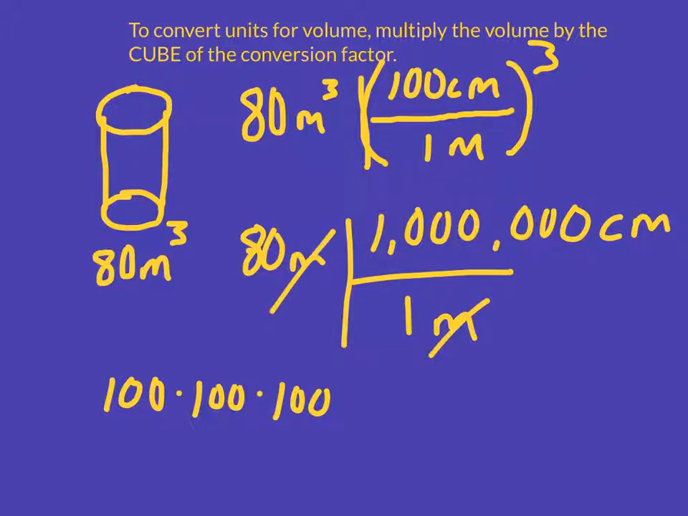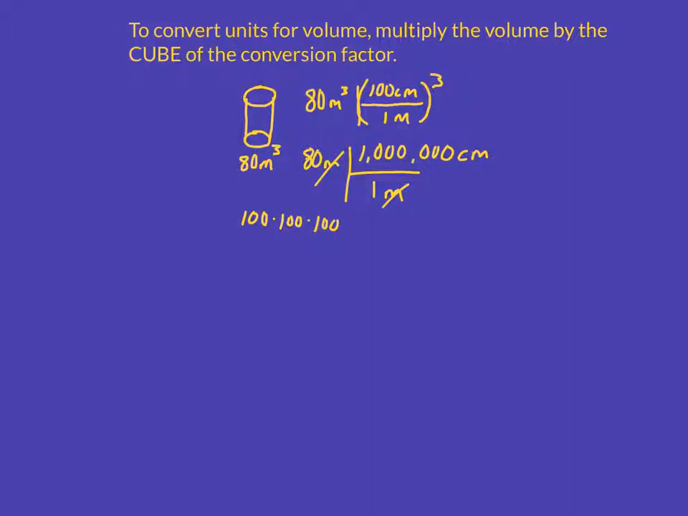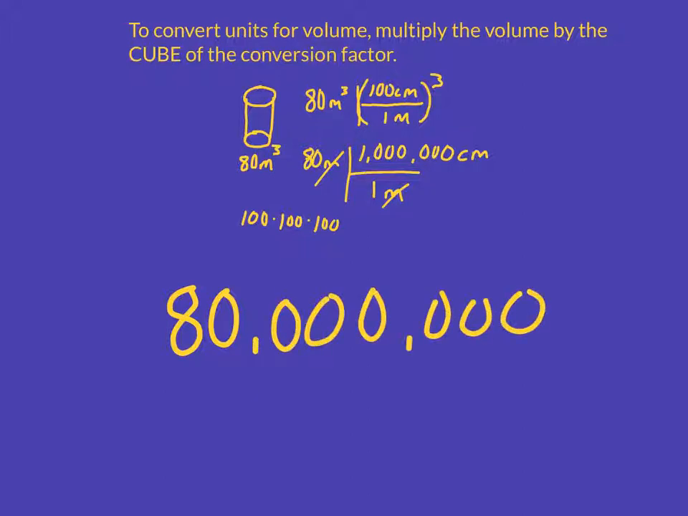Then all we're going to do is multiply across the top. We have 80 times 1 million, which gives us 80 million. We still have 1 on the bottom, so 80 million divided by 1 is still 80 million, and we are in centimeters, and because it's volume, you have to cube it. So once you've done that, you're finished.